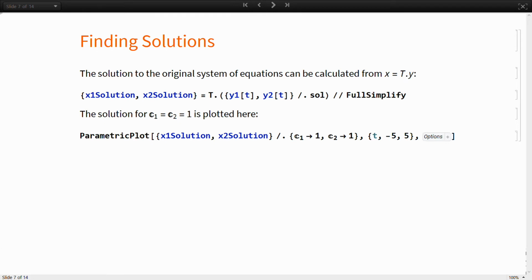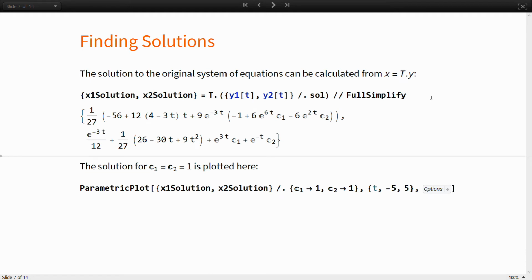We found the y-vector which solves the two decoupled differential equations on the previous slide. In order to get the solution to the original system of differential equations, we need to calculate the x-vector, which can be obtained by multiplying y by the T matrix. This result is the general solution to the non-homogeneous system of differential equations. Using ParametricPlot, we can visualize the solution when the coefficients are both equal to 1.